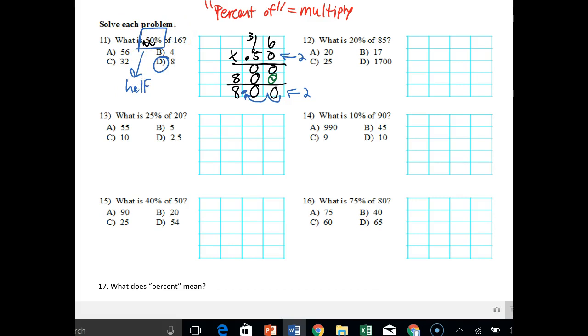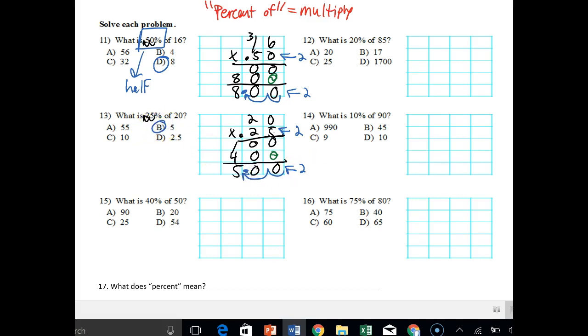All right, number 13. It says, what's 25% of 20? So here's 20. Remember, change this to a decimal. So times 0.25 and multiply. 5 times 0, 0. 5 times 2 is 10. Lay your egg. 2 times 0 is 0. 2 times 2 is 4. Add it up. 0, 0, 5. Your answer is not 500. Remember, you've got to swoop. You have 2 numbers behind the decimal point, so therefore you have to swoop 2 times. Once, twice. And your answer is 5.0 or just 5.